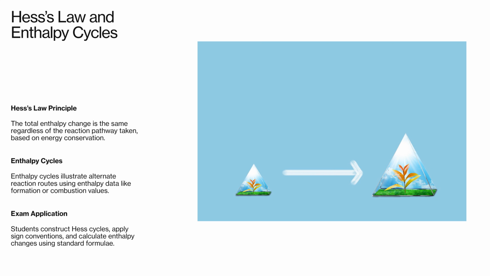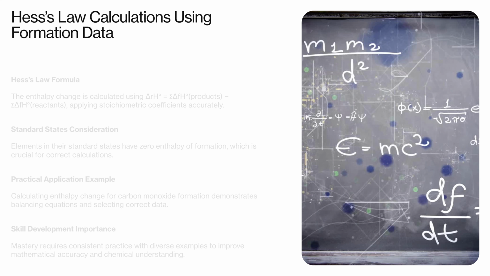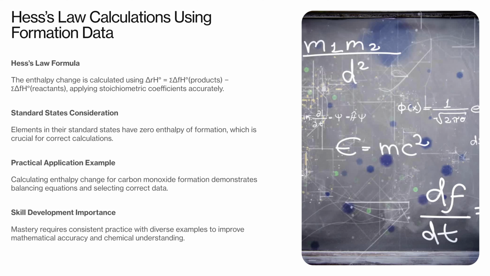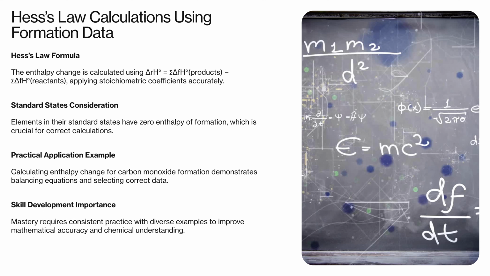Enthalpy cycles are diagrammatic representations that show alternative pathways between reactants and products, often using data such as standard enthalpies of formation or combustion. One common application of Hess's law involves calculating the enthalpy change of a reaction using standard enthalpies of formation. The general equation used is ΔrH° equals ΣΔfH° products minus ΣΔfH° reactants.